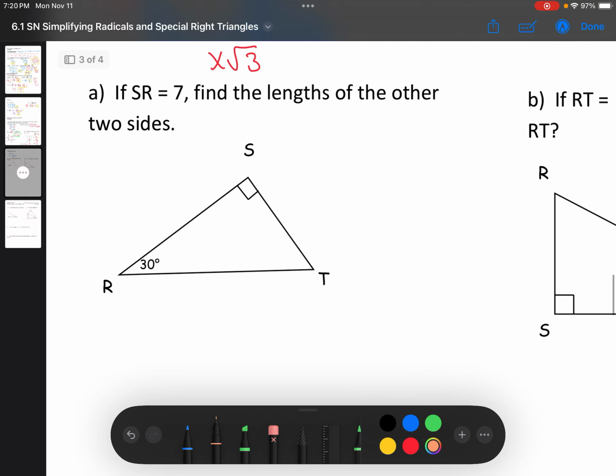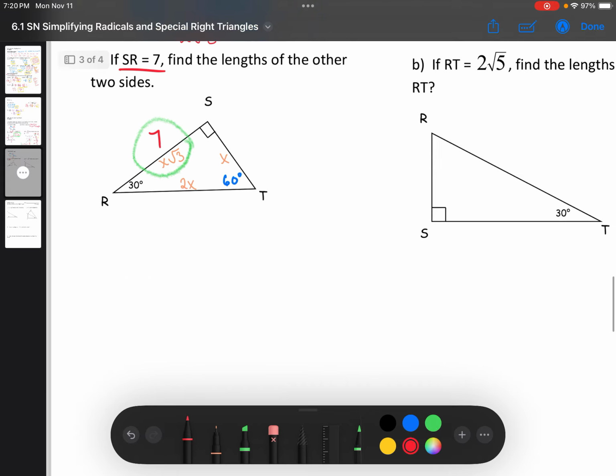So, in part A, we have a right triangle with a 30-degree angle. Across from the 30, we label X. The other acute angle would be 60. Across from that 60, we label as X root 3. Across from the 90, the hypotenuse, we label as 2X. Now, we're given that SR is 7. So again, we have a little equation here that tells us that X root 3 is equal to 7.